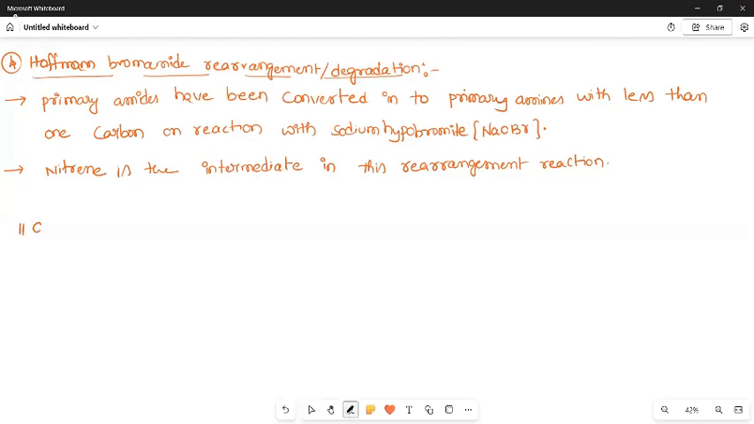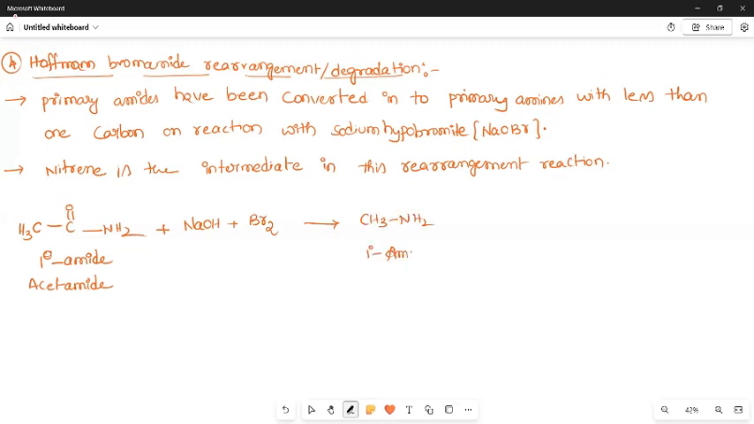Therefore, CH3 C double bond O NH2. This is a primary amide, namely acetamide. This on reaction with NaOH plus Br2, we will get CH3NH2, the primary amine, plus definitely some amount of sodium bromide and some sodium carbonate also.